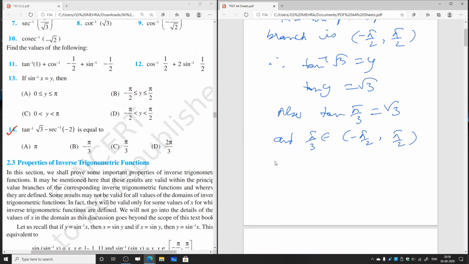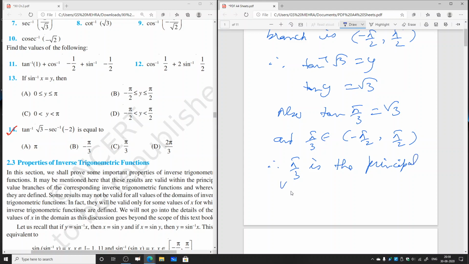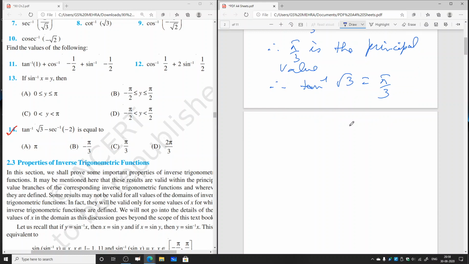Therefore we can say that tan inverse root 3 is equal to pi by 3. Now next, let us find the value of sec inverse minus 2.